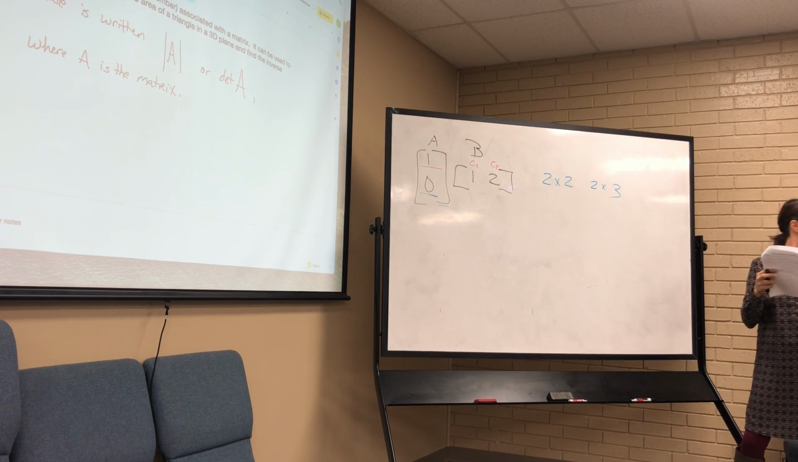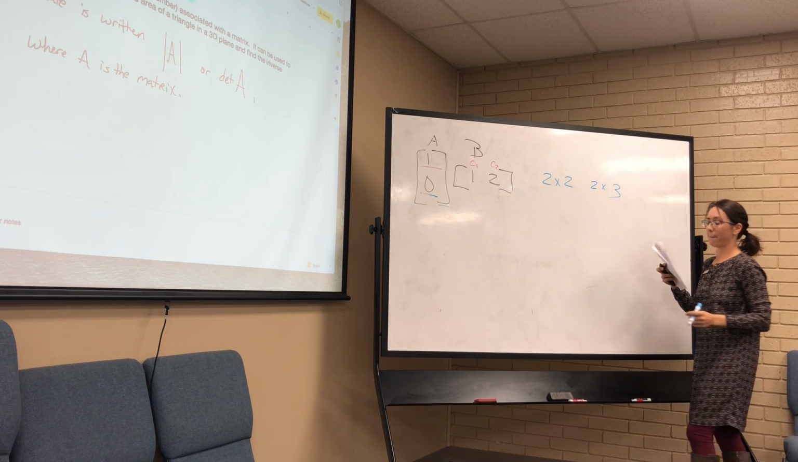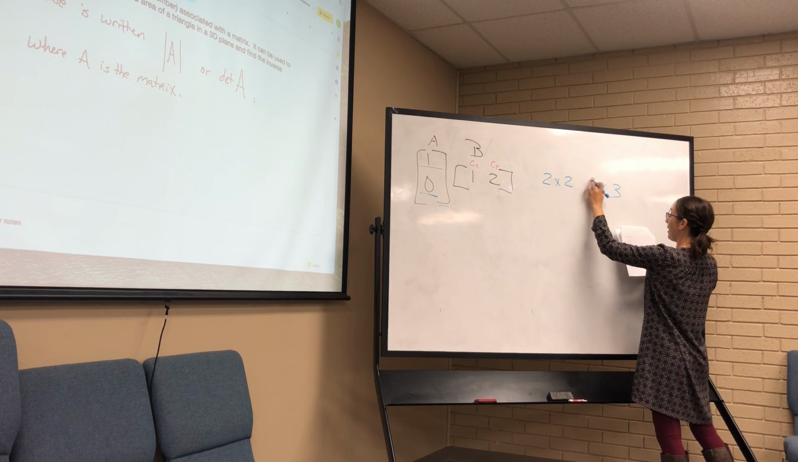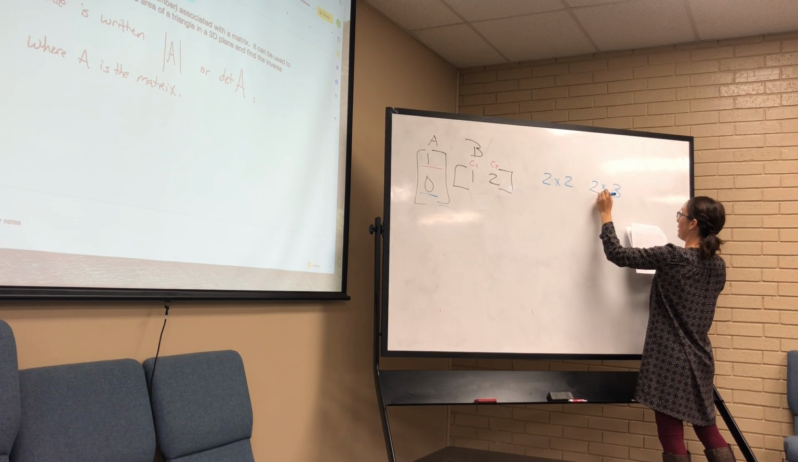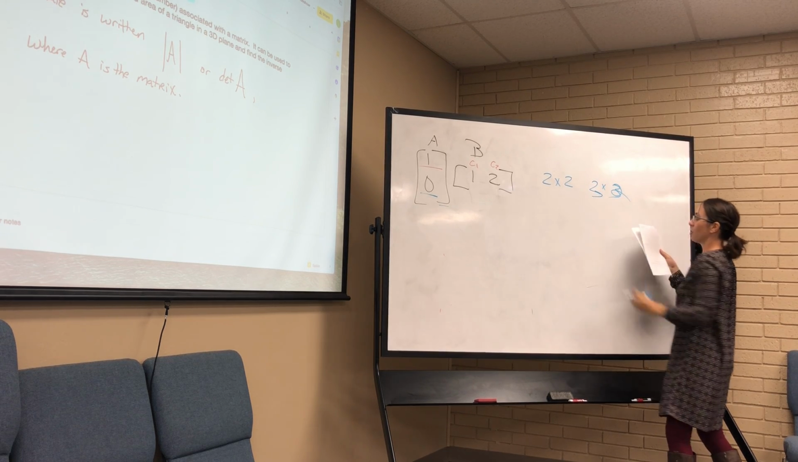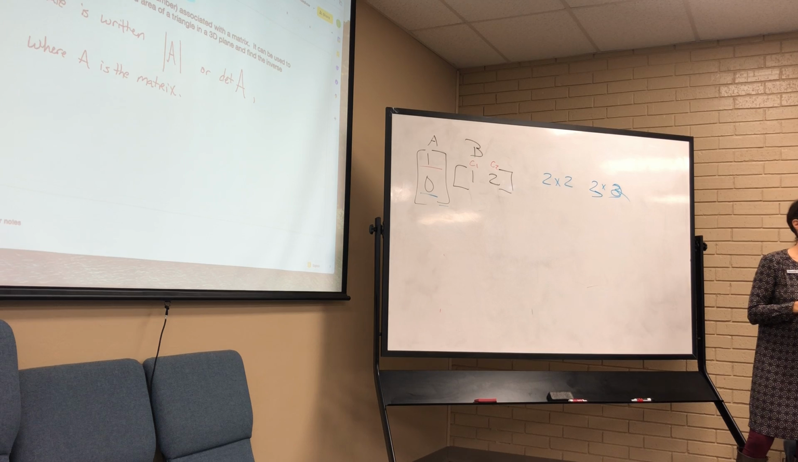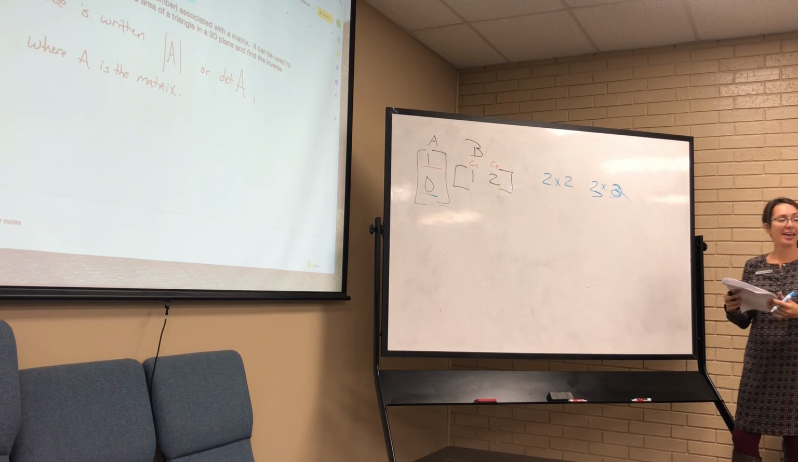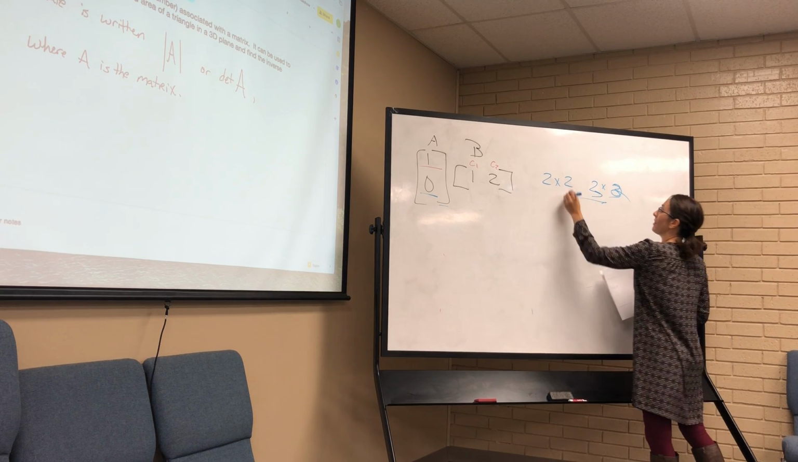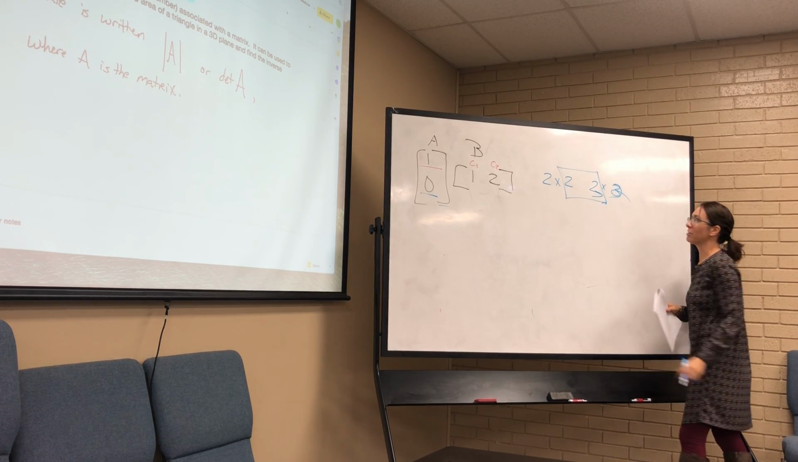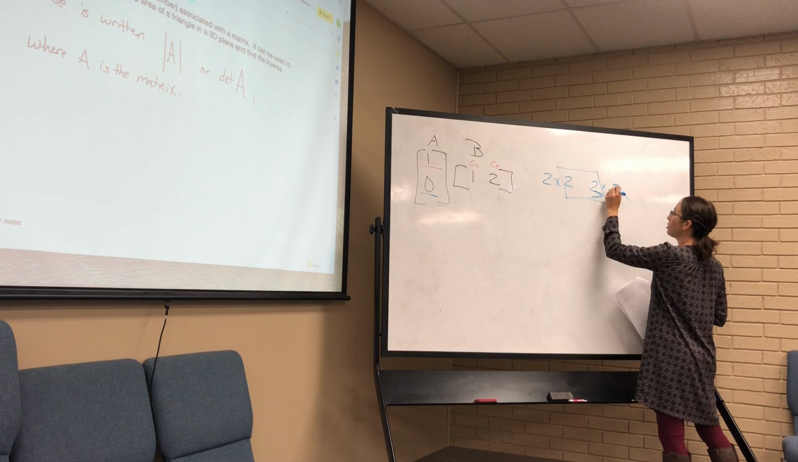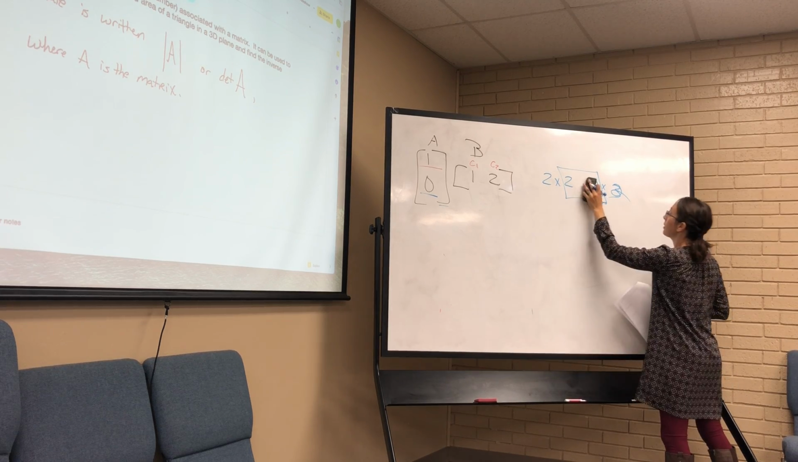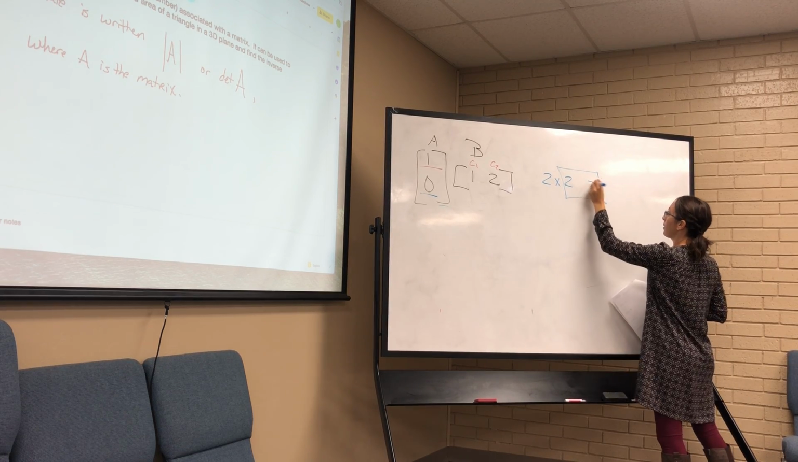Number 5. What's number 5? It's a 2 by 2 and a 3 by 2. So number 5, you should write Undefined. Not defined. You cannot multiply it. The inner numbers did not match. We had a 2 by 2 and a 3 by 2. We cannot multiply those together.